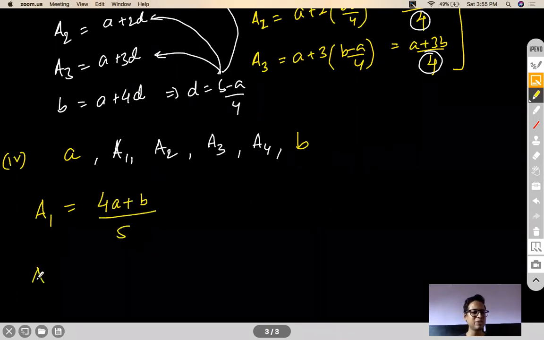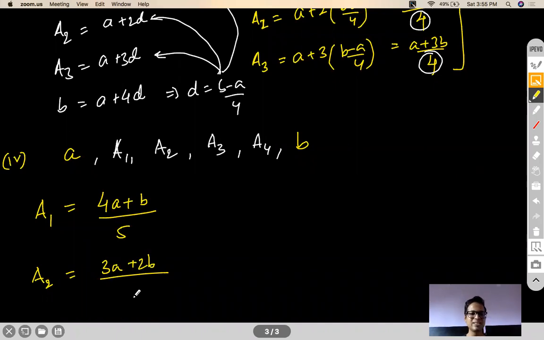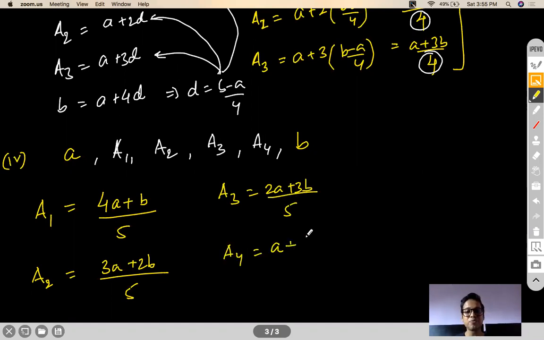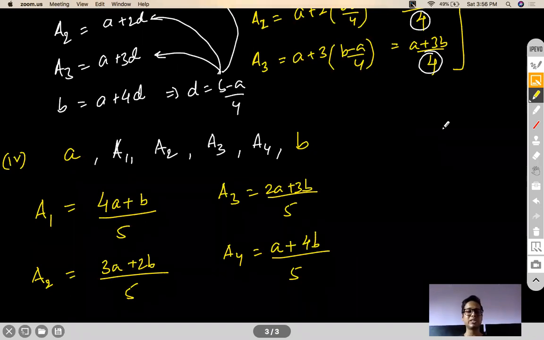A1 is (4a plus b) by 4 plus 1. See, without using anything, I'll write it down. A2 will be (3a plus 2b) by 4 plus 1. A3 will be (2a plus 3b) by 5. A4 will be (a plus 4b) by 5. Is this fine? Understood? Any questions? Very good. Excellent. I think most of you have understood the process.